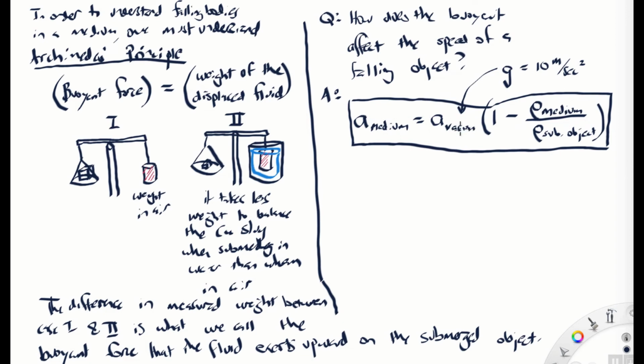But if you drop it in a medium, you take that number and then you multiply it by this correction factor, which is equal to 1 minus the ratio of the densities of the medium, in this case the water, and the density of the object, in this case a copper block.